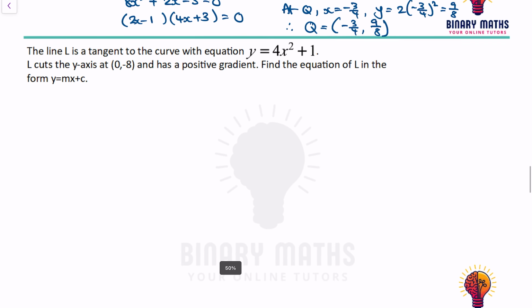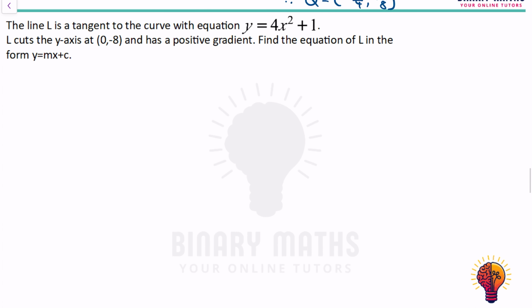Next one. Line L is a tangent to the curve with equation y equals 4x squared plus 1. L cuts the y-axis at (0, -8) and has a positive gradient. Find the equation of L in the form y equals mx plus c.